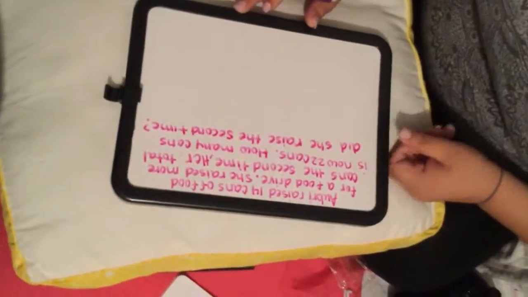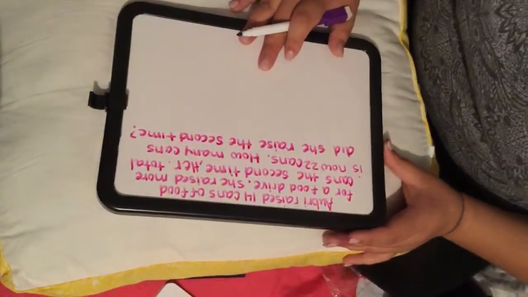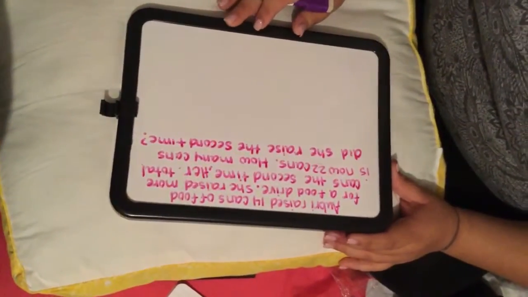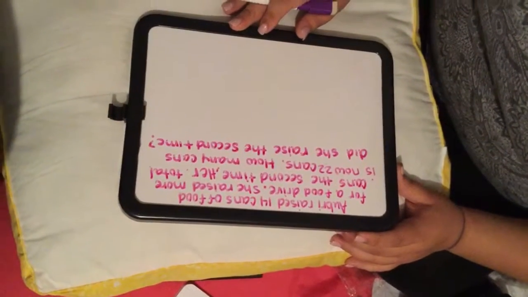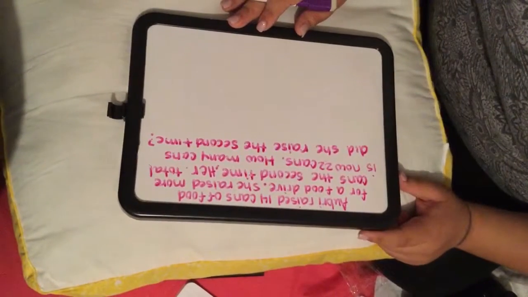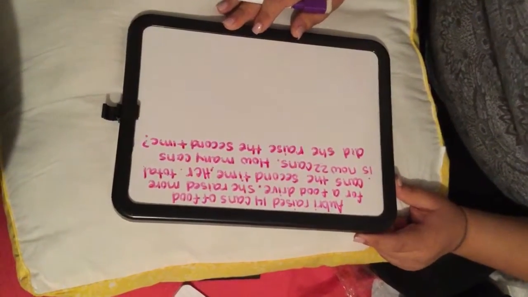Today we're going to be using this problem to show a join problem. Aubrey raised 14 cans of food for a food drive. She raised more cans the second time. Her total is now 22 cans. How many cans did she raise the second time?